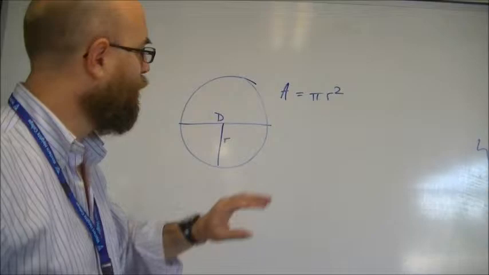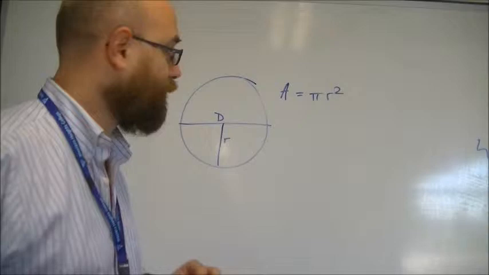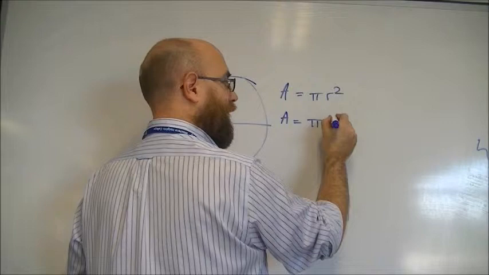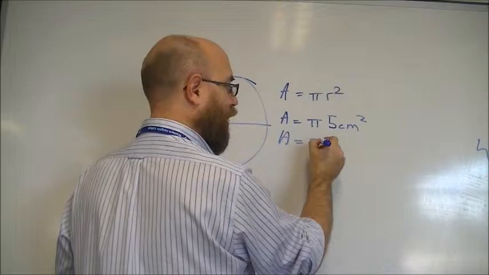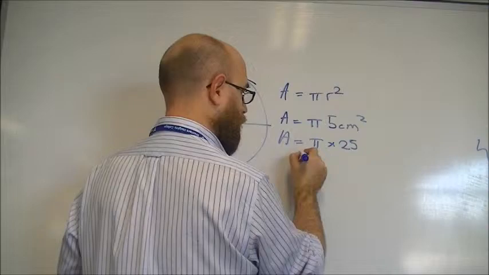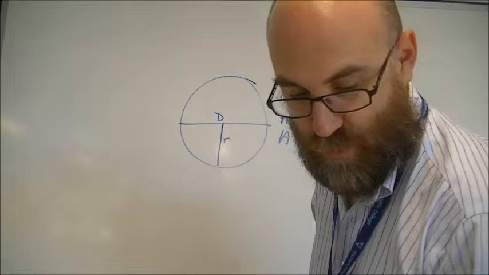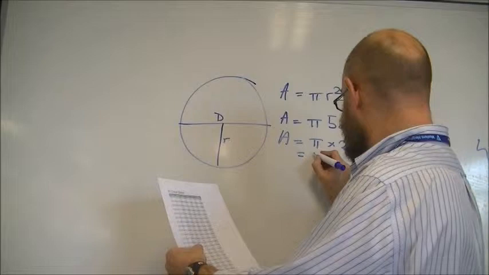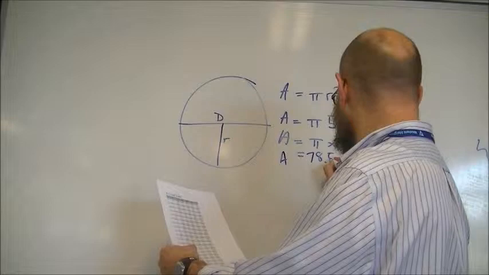So for example, A equals pi, and let's say that the distance from here to here is 5 centimetres. So it's 5 centimetres squared. So A equals pi times 25. So what I do is I work out what pi times 25 is. Now I actually happen to have a sheet that will tell me this, my pi cheat sheet. Well, you could make one of these yourself, or you could use a calculator. So that is A, in fact, equals 78.54 centimetres squared. So that's exactly how I do that.